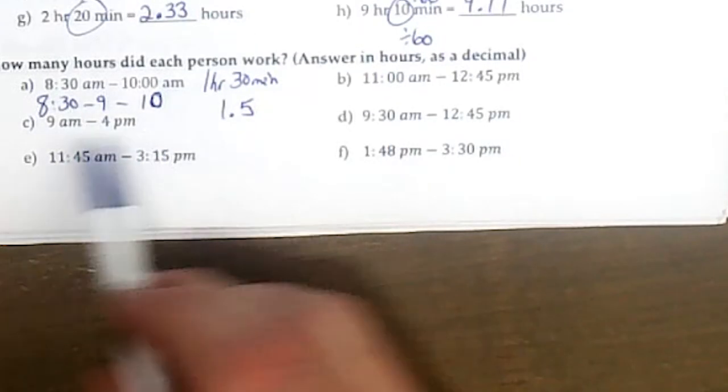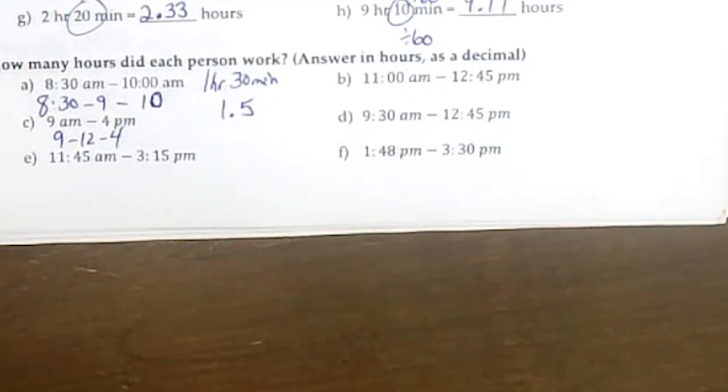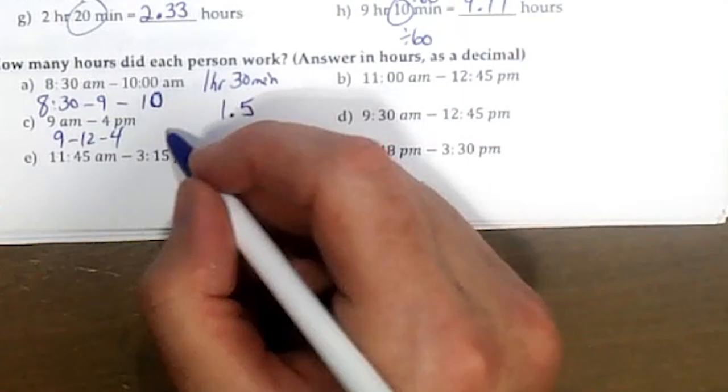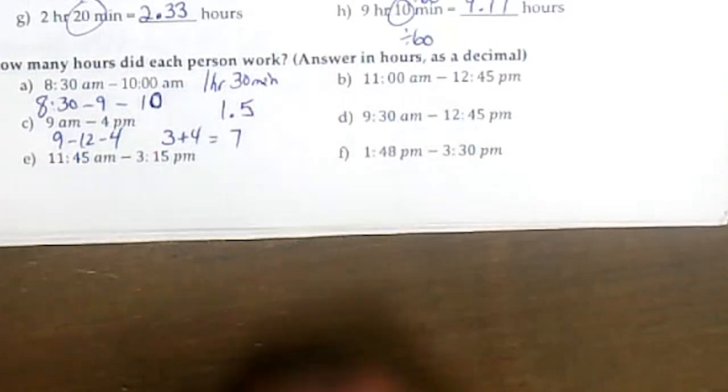9 to 4. Might be easier to split it at noon. 9 to 12 is 3 hours. 12 to 4 is 4. 7 hours total.